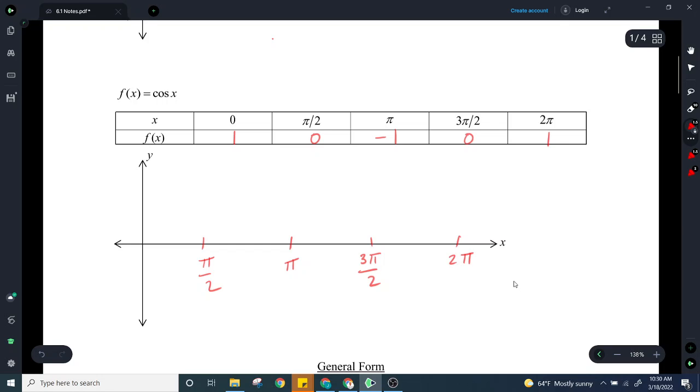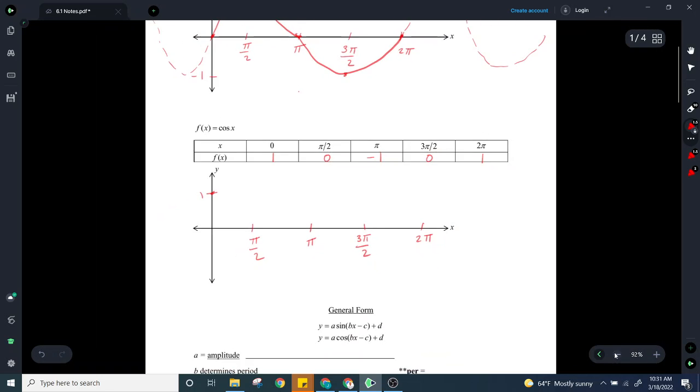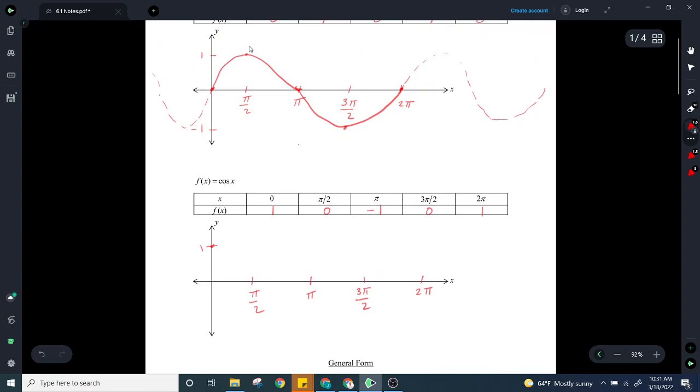All right, so then at 0, we start out up here at 1. So that's a key distinction between the sine and the cosine curve. The sine curve starts out at the origin, whereas the cosine curve starts out up here at 1. Pi over 2, we're down here at 0. Pi, we're down here at -1. 3 pi over 2, we're back to 0. And then 2 pi, we're back to 1.